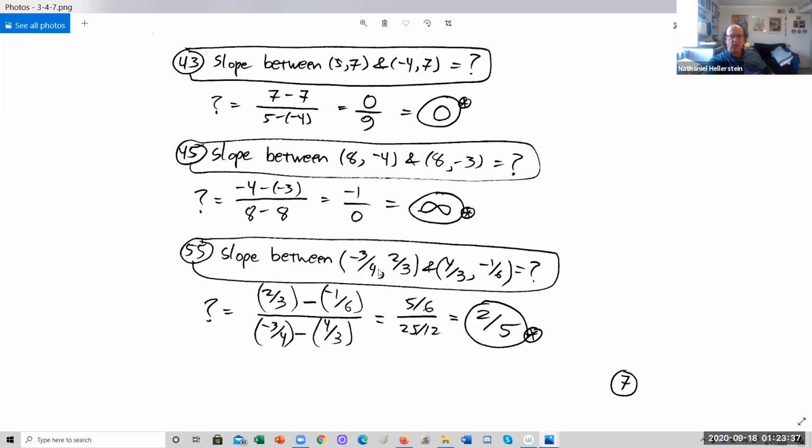Slope between (-3/4, 2/3) and (4/3, -1/6). You wind up with some gnarly fraction arithmetic. Change in y is 2/3 minus negative 1/6. Change in x is negative 3/4 minus 4/3. And skipping a few steps, I find it a good idea to skip steps for your sake, this numerator is 5/6, the denominator is 25/12, and then after a bit of fraction arithmetic, you get 2/5.